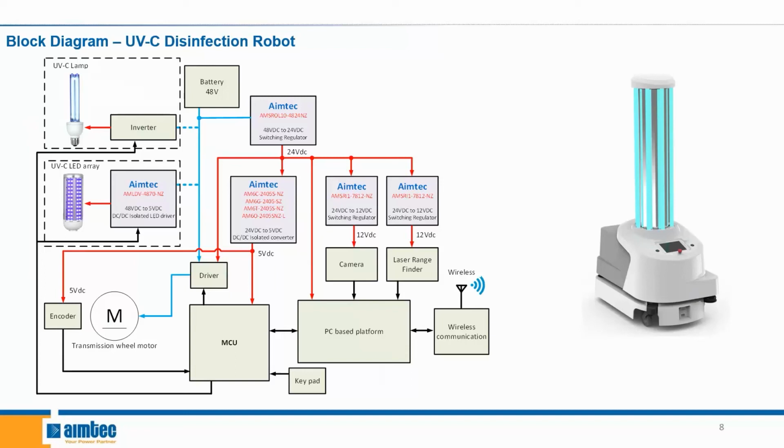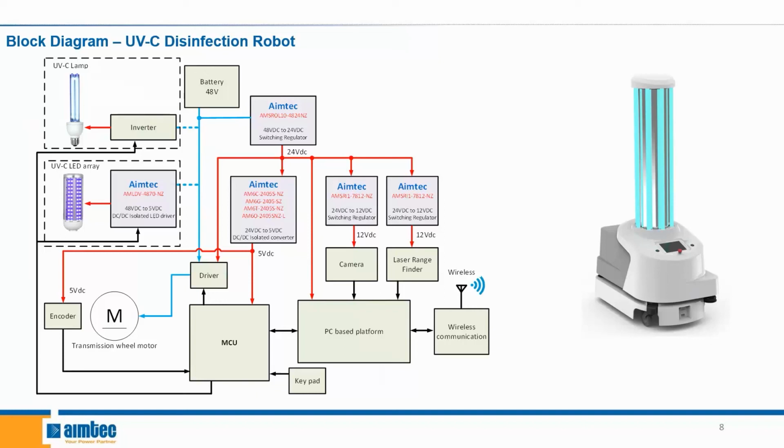So we're looking at Aimtec's DC-DC isolated converters that can power items such as the MCU or the encoder, and these DC-DC converters actually get power from Aimtec's new 10 amp switching regulator, or the AMSROL10-NZ, which receives its power from the 48 volt battery. So this actually steps down the power from 48 volts to 24 volts.